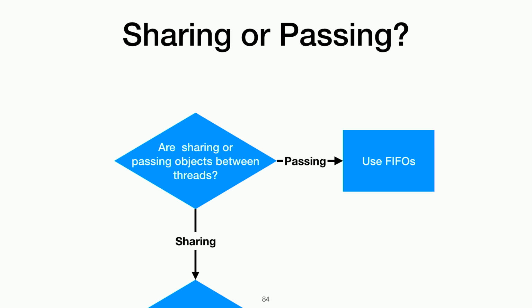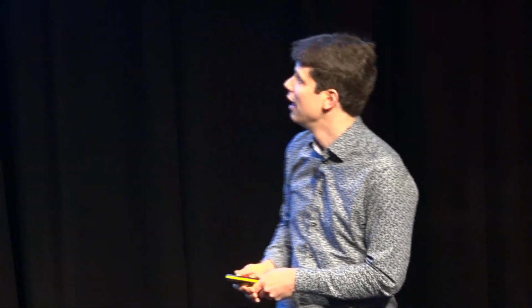And really, this distinction is important, right? Sharing data means that at any time, people can read and write from that data. And if you write to that data 2 times, you just overwrite it, right? There's no time synchronization. And passing means you really want to take one object and give it to another thread, right? And in that case, we use FIFOs.